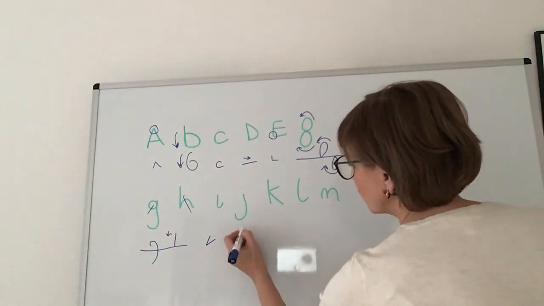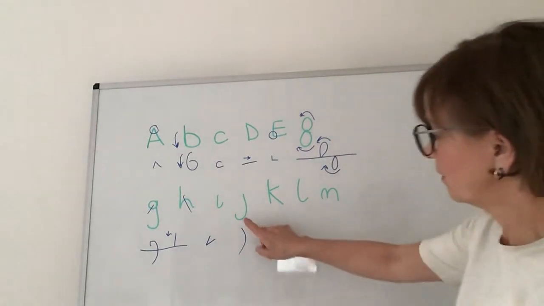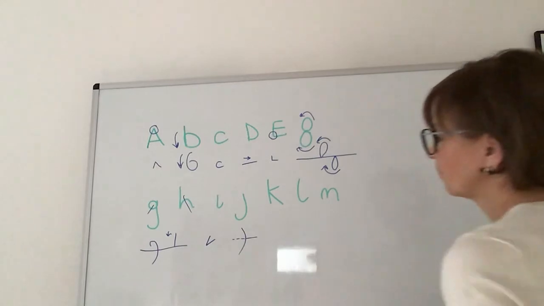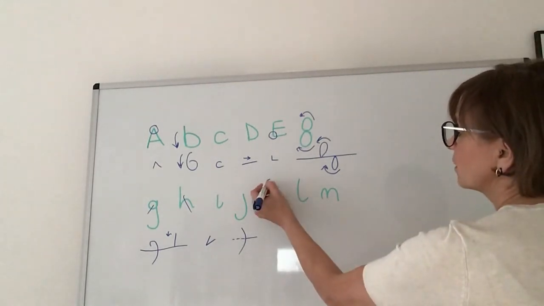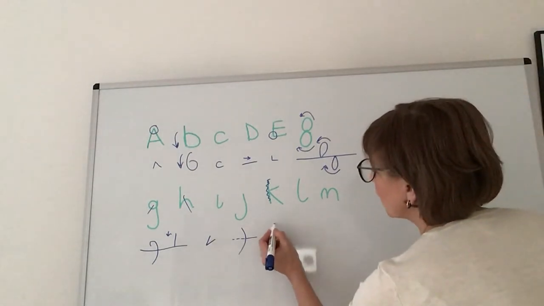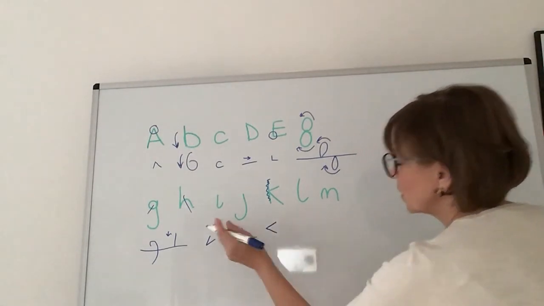J, take away the dot, and the last part of the J ends up through the line. If you take this line from a capital K, you're left with a large arrow pointing left.